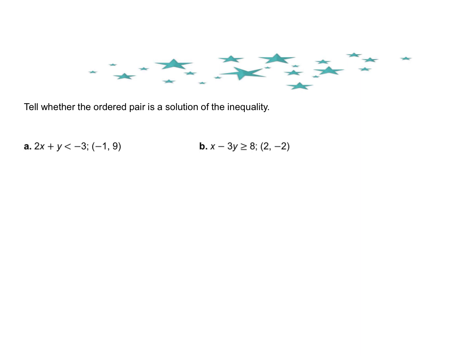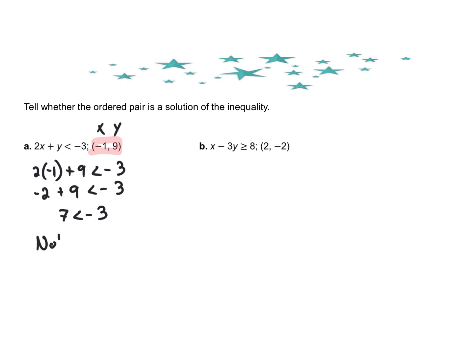So you can do it different ways. You can plug in if they give you a point, or you can graph it. In this case, let's plug it in. So we're going to graph this ordered pair right here and plug it into the equation. So I'm going to plug in the -1, which is our x, and the 9, which is our y. So I'm going to get 2 times -1 plus 9 is less than -3. So when I do that, I get -2 plus 9 is less than -3. That's going to give me that 7 is less than -3. Now, since 7 is not less than -3, this ordered pair is not a solution. Okay?